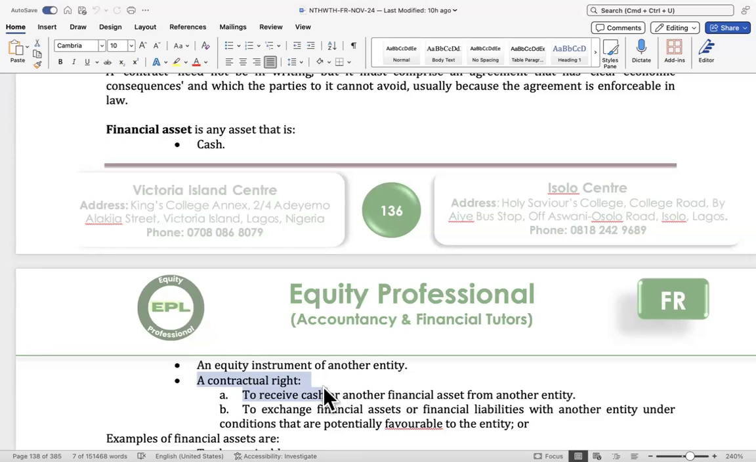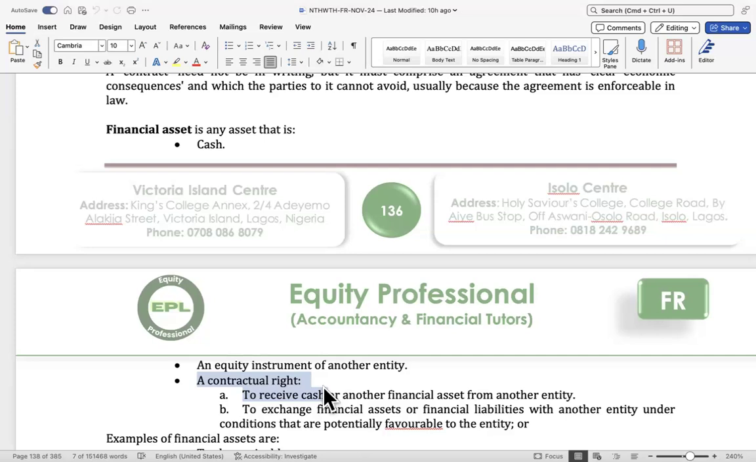So physical assets or tangible assets, or even intangible assets that are covered in IAS 38, like patents and all the rest, they don't give you a right to receive cash. They only give you an opportunity to generate cash. You need to put in so much effort before you can make money from them. So items like that are not financial assets.